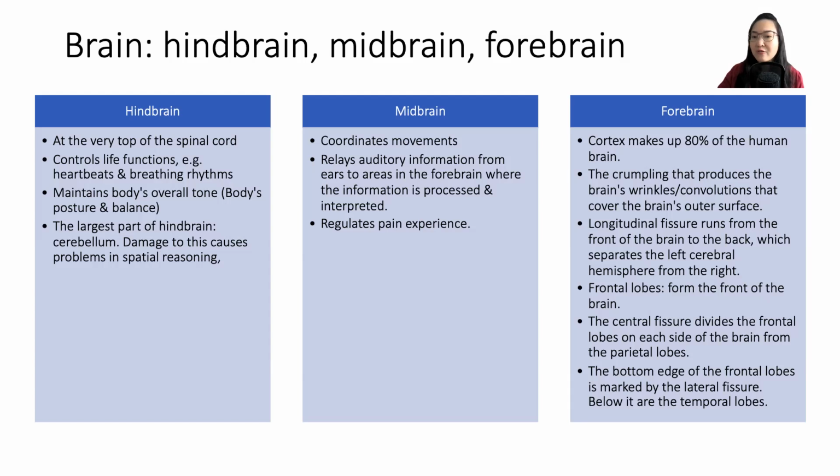The frontal lobes form the front of the brain. The central fissure divides the frontal lobes on each side of the brain from the parietal lobes. The bottom edge of the frontal lobes is marked by the lateral fissure. Below it are the temporal lobes.